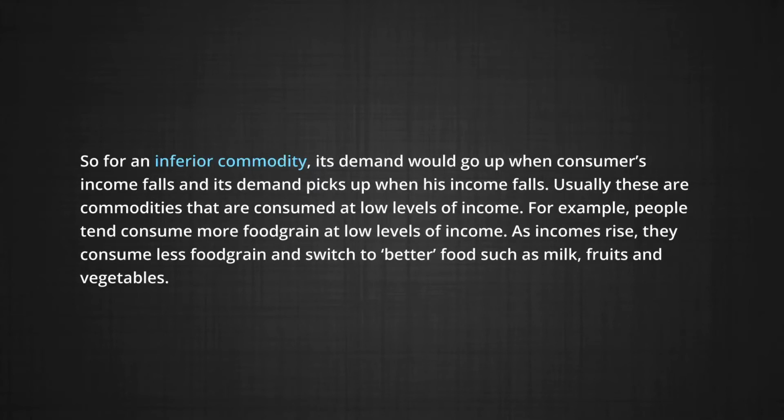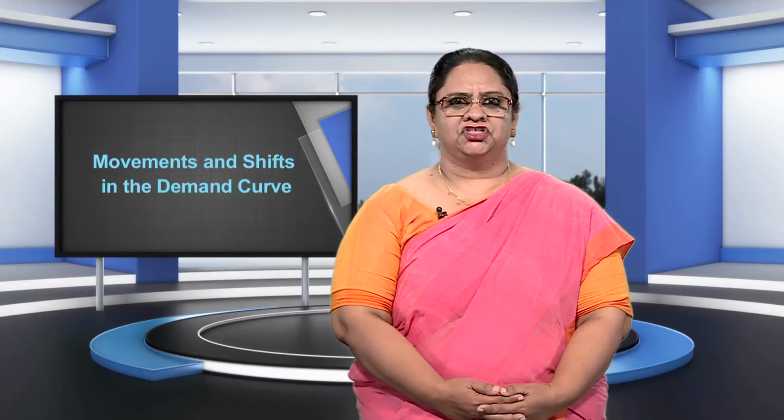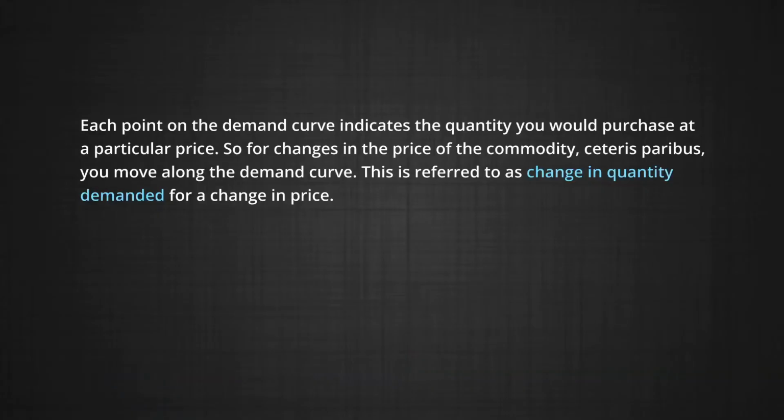We now turn to movements and shifts in the demand curve. The demand curves, which we drew in figures 4 and 5, were drawn with the assumption that other things remain unchanged. Each point on the demand curve indicates the quantity that one would purchase at a particular price. So, for changes in the price of the commodity, ceteris paribus, you move along the demand curve. This is referred to as a change in the quantity demanded for a change in price.